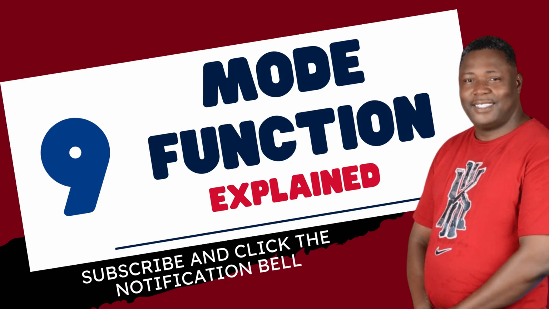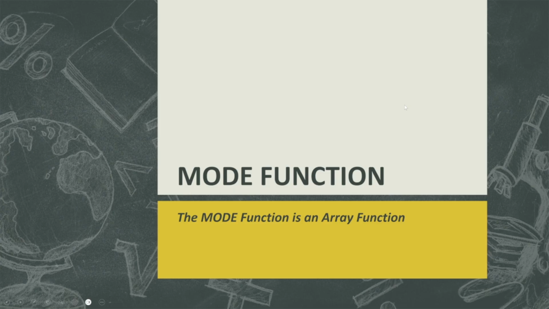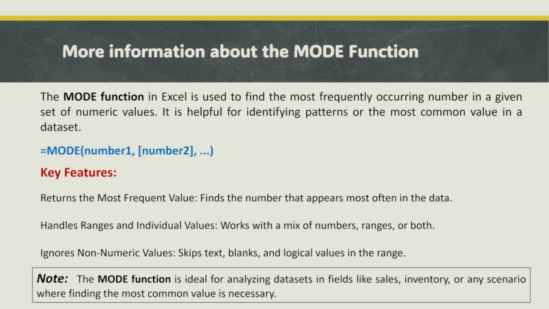Now we're going to look at the mode function. The mode function is also an array function, and we're going to see what it is used for. It's used to find the most frequently occurring value in a given set of numeric values. So, the most frequently occurring number in a given set of values. This is helpful for identifying patterns or the most common value in a data set.